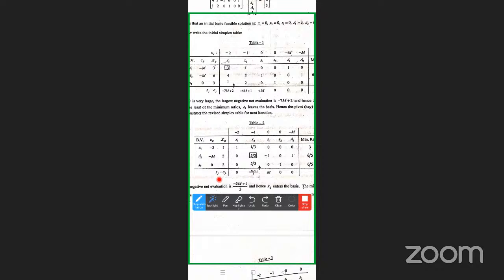Delta j is Cb xj minus cj. This is the formula for delta j. Multiply Cb into x1: 0, 0 first one, plus 2, minus 2, 0, 0, plus 2, minus 2 plus 2, 0. Next, second one: minus 2 by 3, minus 5m by 3, plus 0, plus 1. After simplification, minus 5m plus 1 by 3. So this is delta 2.